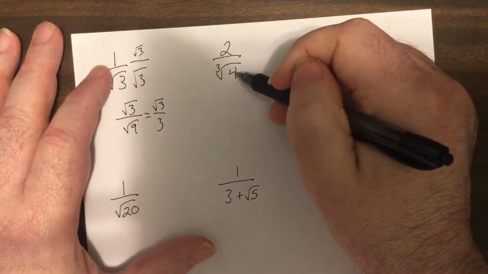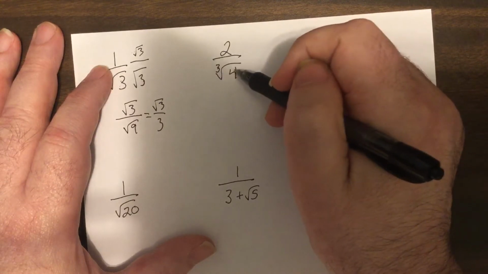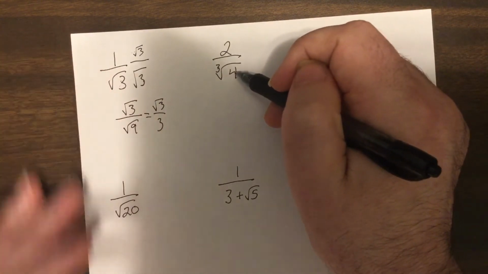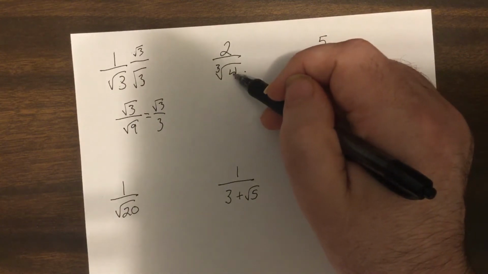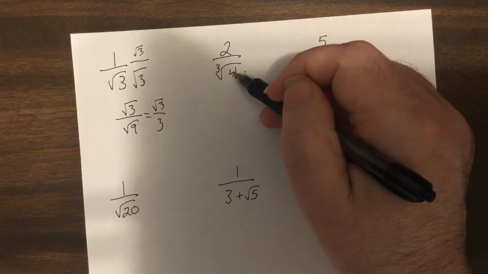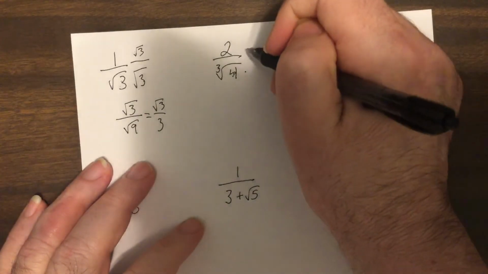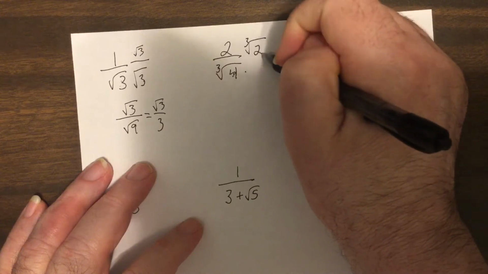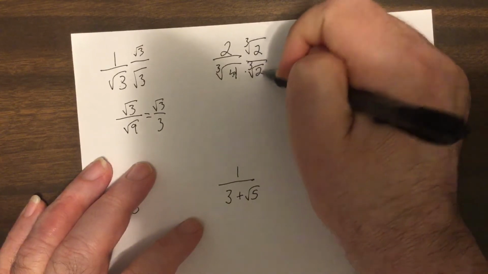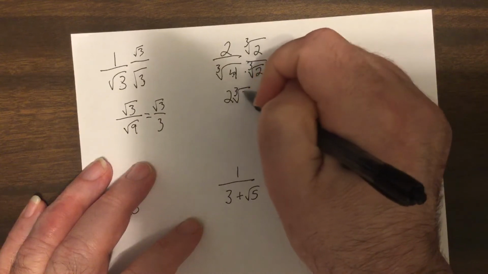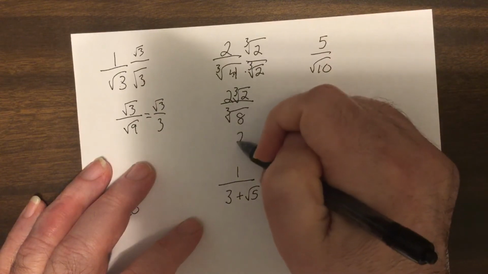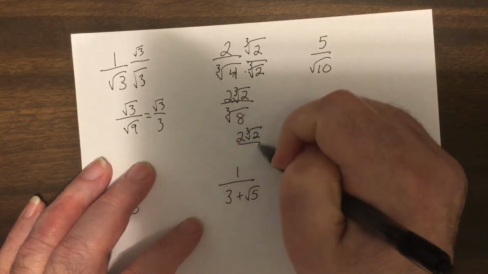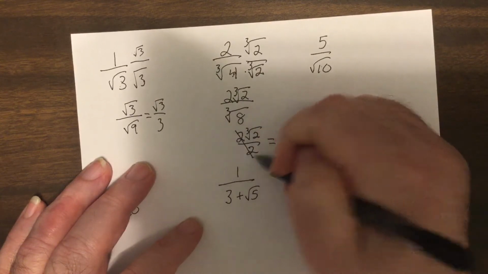Now this is tricky. To get rid of the cube root, I need a perfect cube on the bottom. And what could I multiply 4 by to get a perfect cube? Well, notice 4 already has 2 2's in it. So if I multiplied by one more 2 to get 3 2's, I could get rid of the cube root. So I'd multiply the top and the bottom by cube root of 2. So you'd have 2 cube root of 2 over cube root of 8. The cube root of 8 is 2. So it would simplify to cube root of 2.